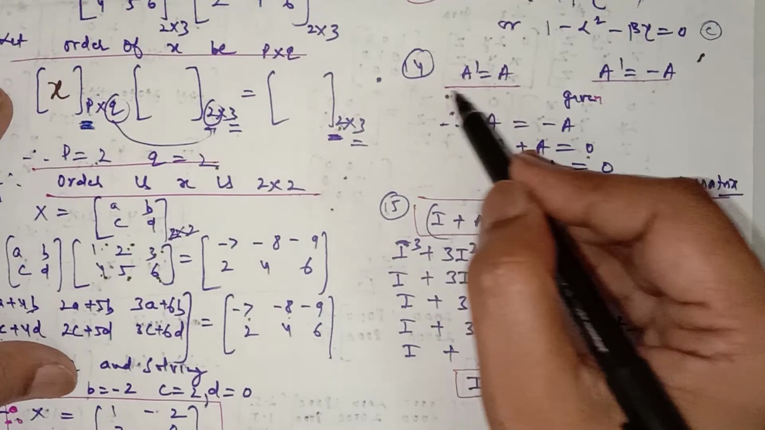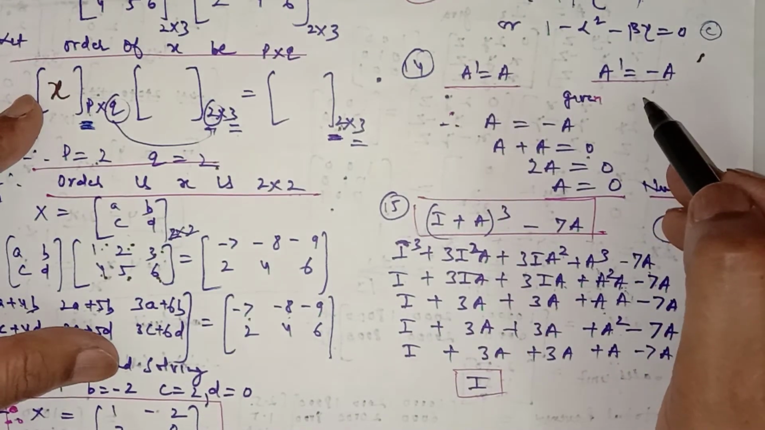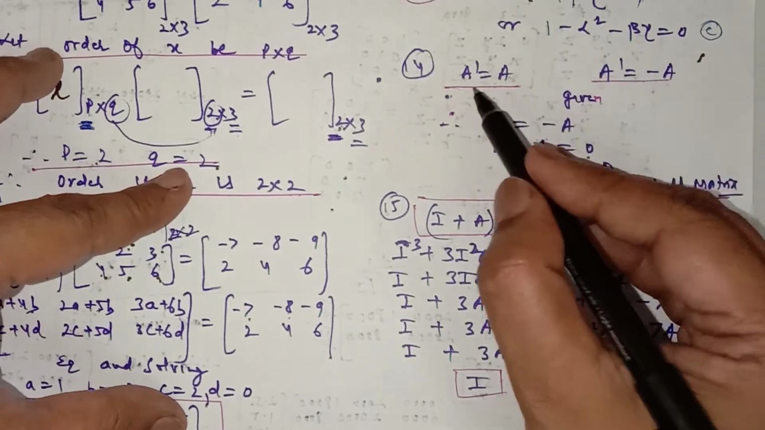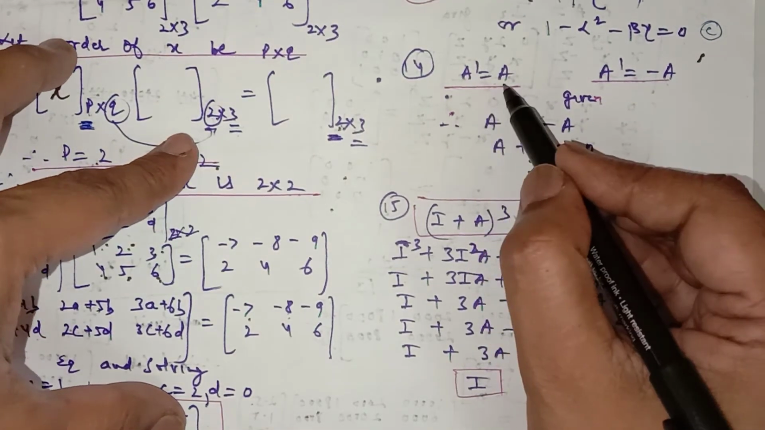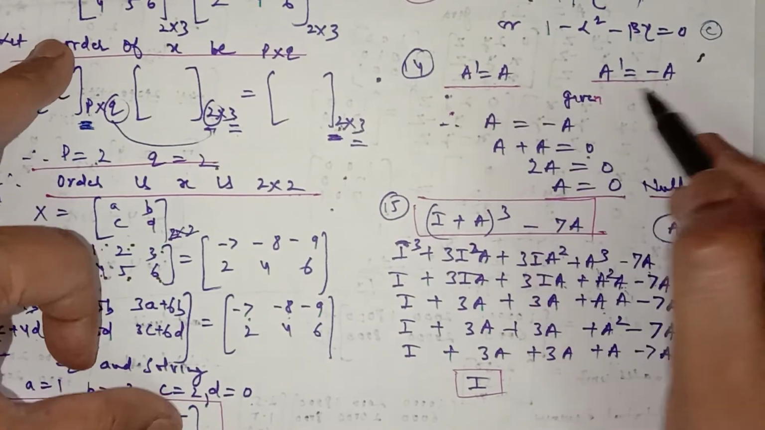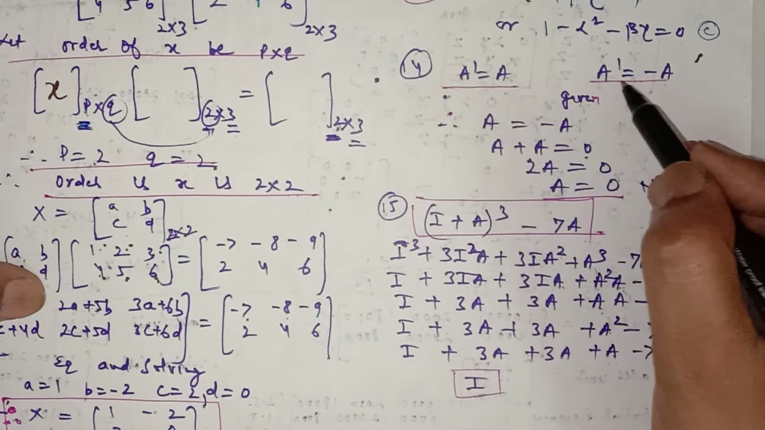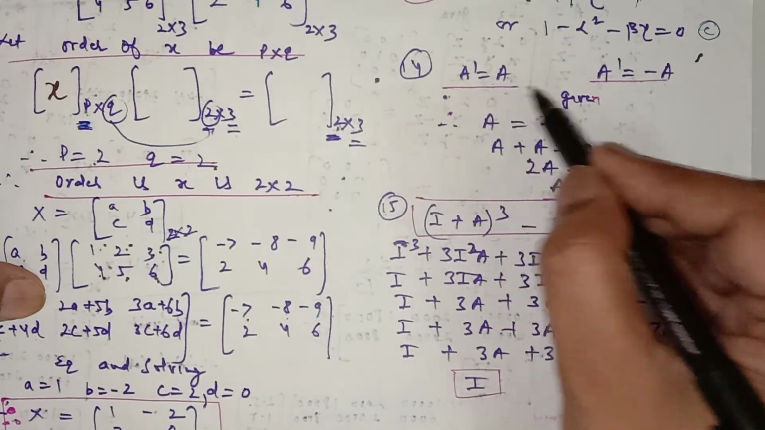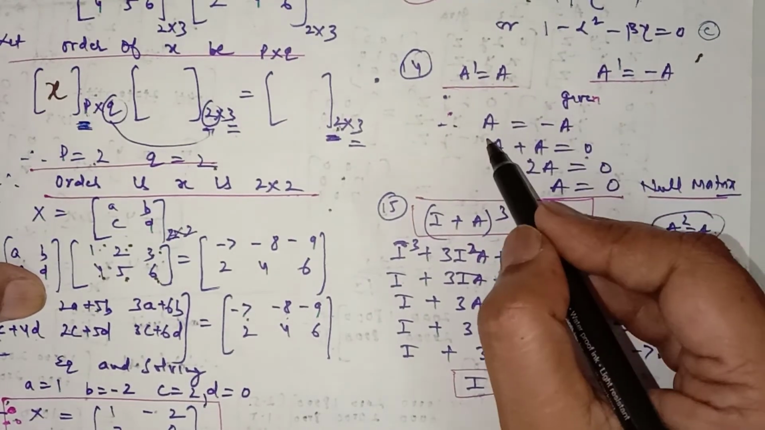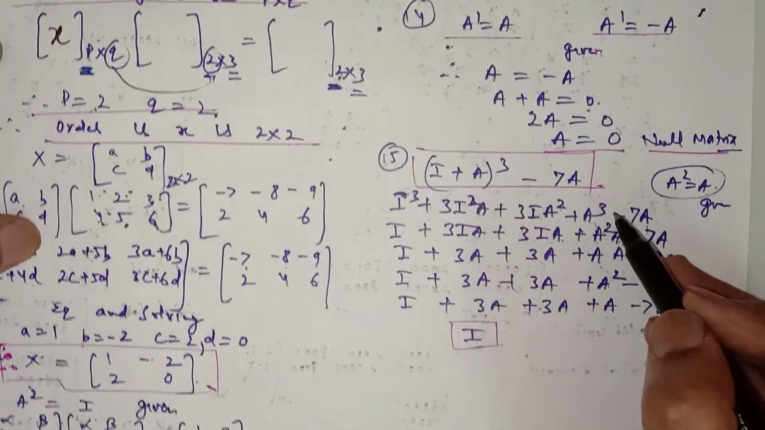Now in question number 14, it is given that matrix A is symmetric as well as skew symmetric, and you have to find the matrix A. Since A is symmetric, A transpose equals A, and since it is skew symmetric, A transpose equals minus A. So A will be equal to minus A. Taking it to the left hand side, 2A is equal to 0, so A comes out to be 0, which is a null matrix.